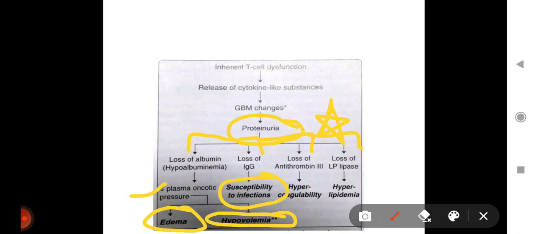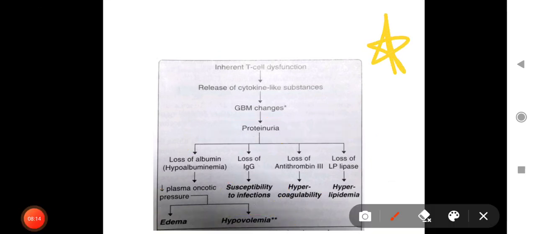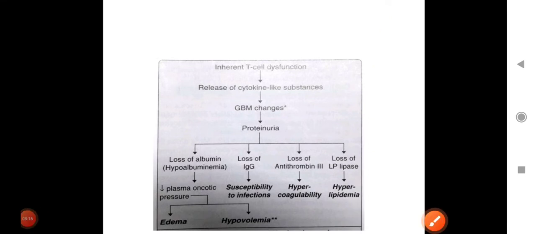Now these are important questions which can be asked in viva. The examiner may ask you what is the cause of susceptibility to infections in nephrotic cases. You should not stand blank there. If you reply it's due to hypoalbuminemia, it's a totally illogical answer. Loss of immunoglobulin G specifically leads to susceptibility to infections. Likewise, loss of antithrombin 3 leads to hypercoagulability, and loss of lipoprotein lipase leads to hyperlipidemia in nephrotic cases. So this is a good and important chart. You should remember this and go through it once.